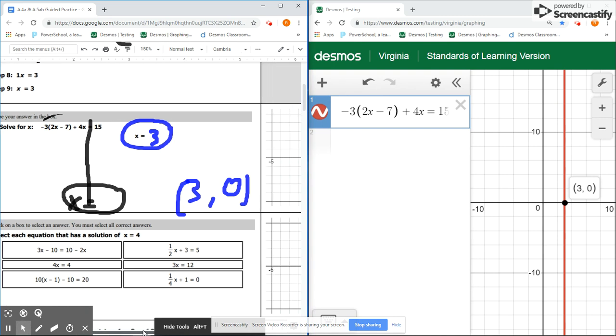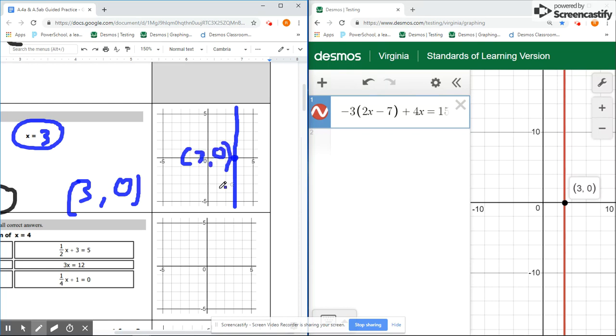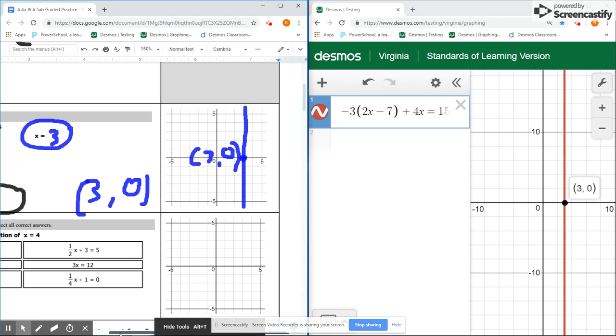Okay, over here on the right side, we need to have a Desmos check. We touched here at (3, 0). I'm going to draw the line through (3, 0) and show that this is the point (3, 0), and that's where that line touches there. Okay, make sure to do your Desmos check to get full credit.